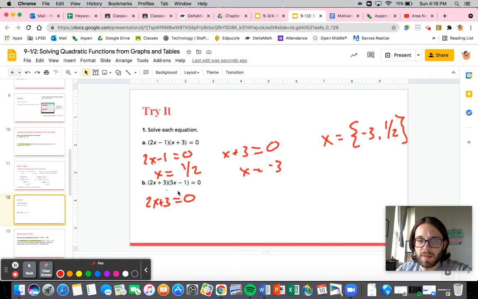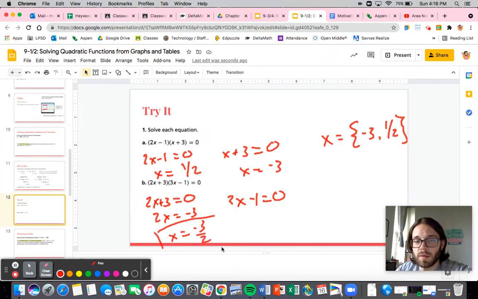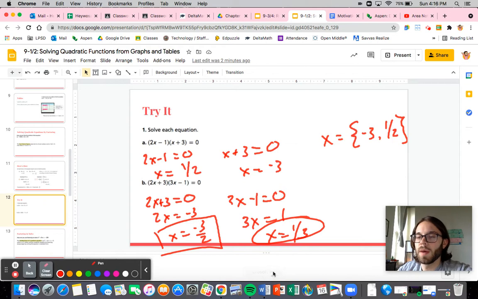So one of these has to be 0. So let's set them both equal to 0. 2x equals -3, x equals -3 halves. 3x equals 1, x equals 1/3. All right, and there's our 2.